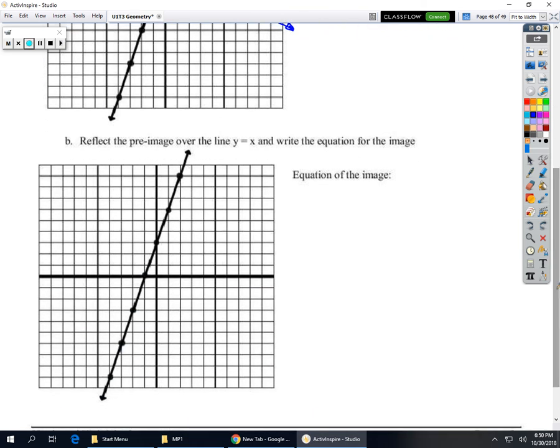Next, this one is reflect the pre-image over the line y equals x, and then write the equation. So you need to actually draw the y equals x line. Don't draw it darkly. Dotted lines are pretty good. Don't draw it too dark, or you may get confused when you're writing the equation. So this is the y equals x line. I need to reflect it across. Reflecting across y equals x is a diagonal reflection.